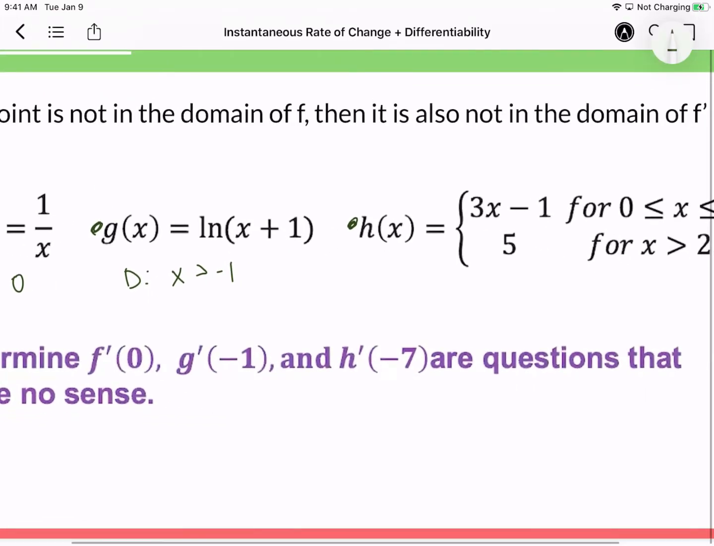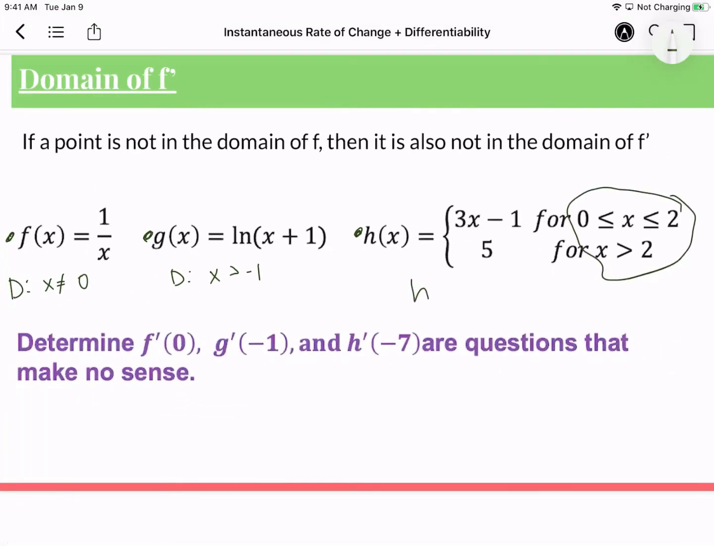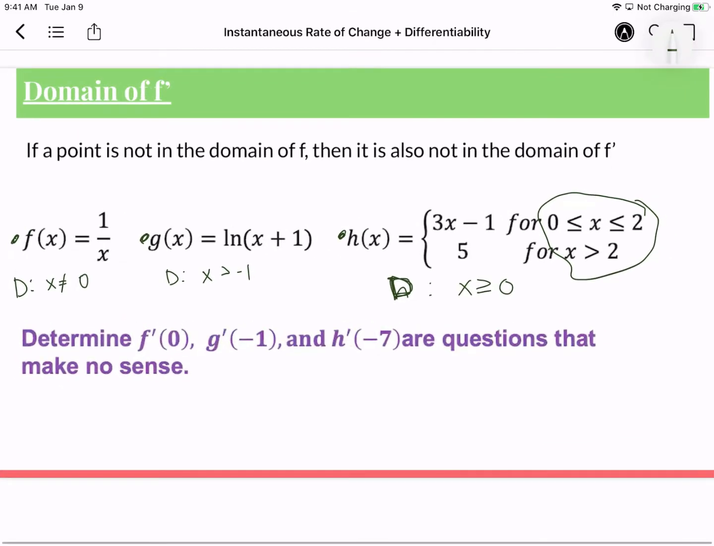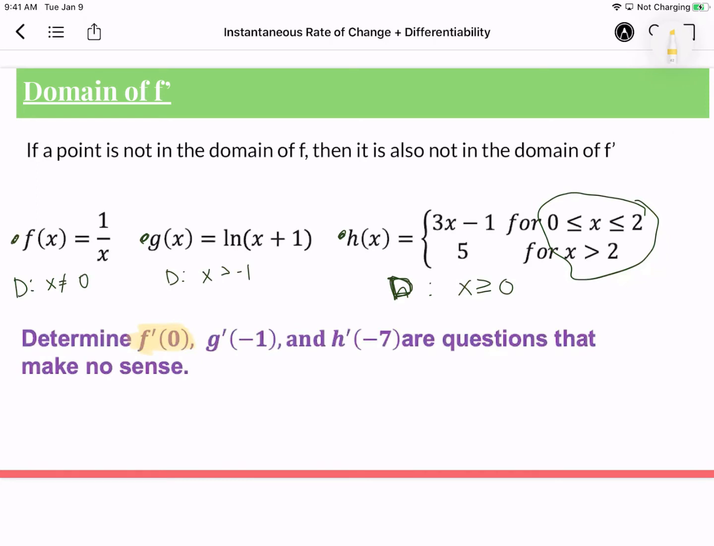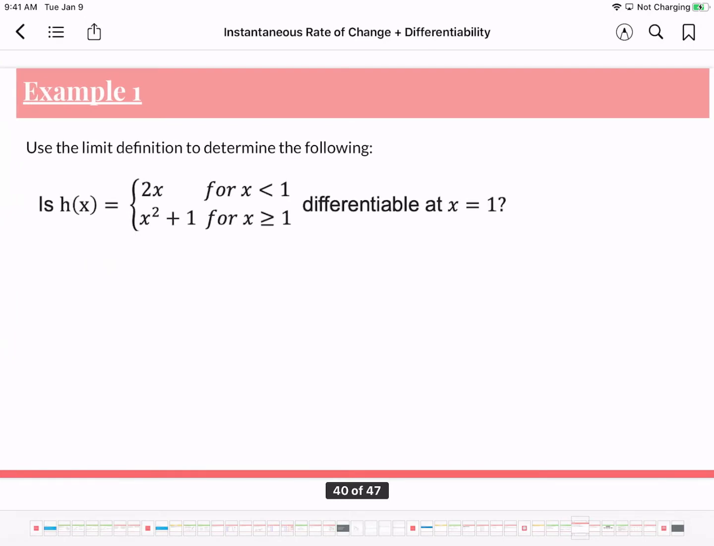So there's restricted domains. And then same thing for h. I can just see from my transition points right here that the domain for h is x values greater than or equal to 0, because that's the only values there. So all three of these functions have restricted domains, and so that means that the domain of f prime, the domain of the derivative, is also going to be restricted. So for instance, it wouldn't make sense for me to ask f prime of 0 because 0 is not in the domain. It wouldn't make sense for me to ask g prime of -1 because -1 is not in the domain. Alright? Etc., etc.